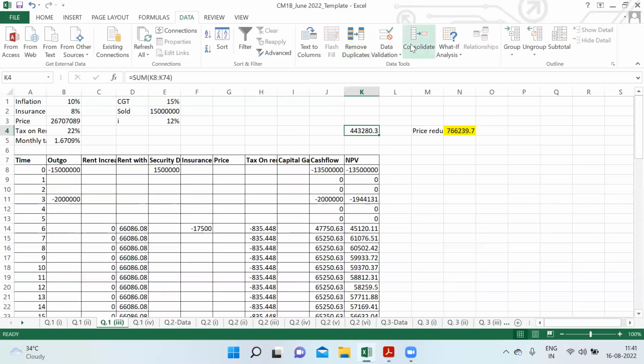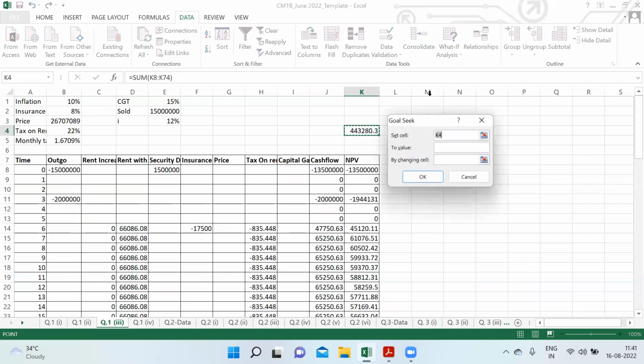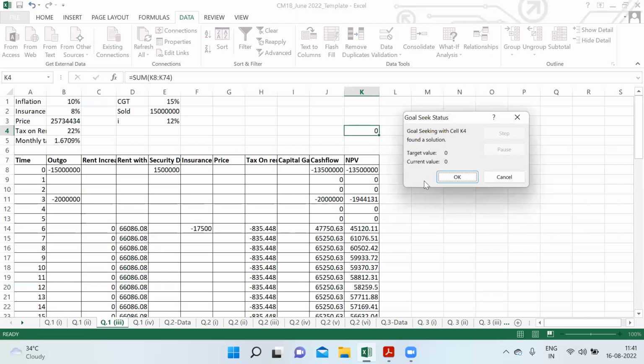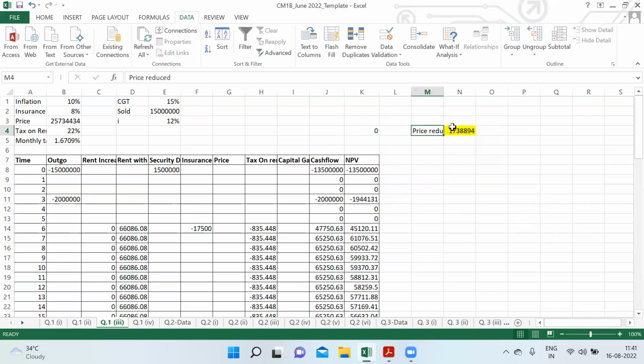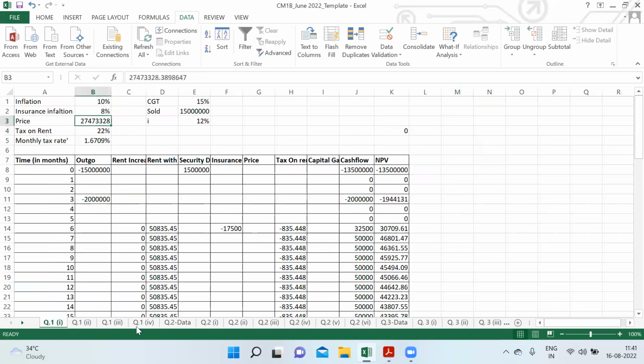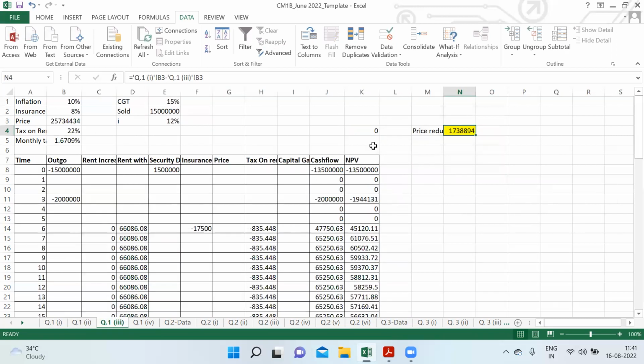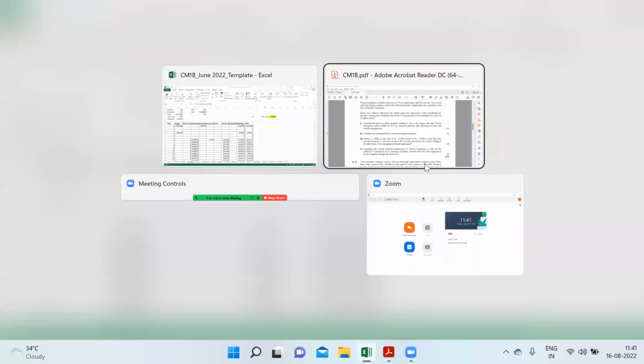So again, what-if analysis, goal seek to value 0, and the changing cell would be this value. So the difference in price between this 257 minus the value over there in question 1 part, 274. So the price reduces by around 17 lakh rupees. Okay, 17 lakh 38,000 and so.